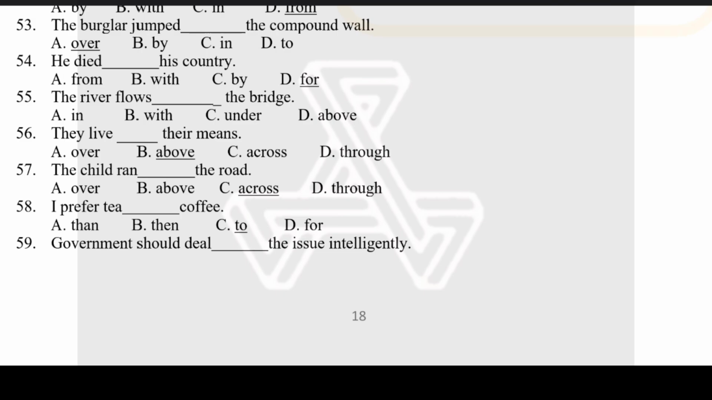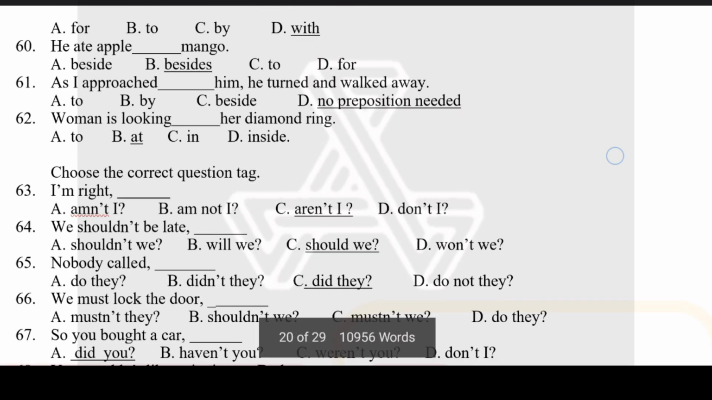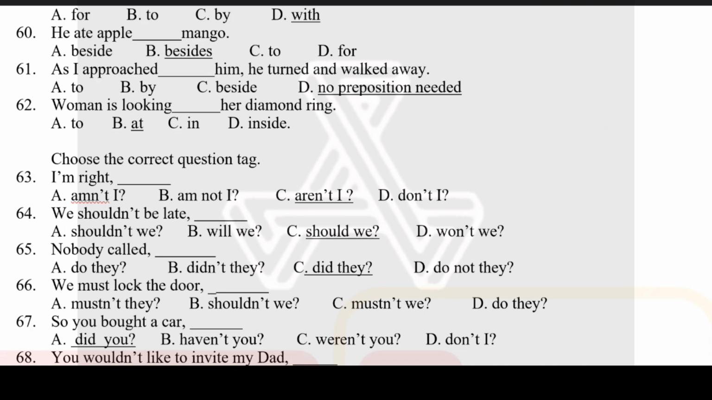The child ran across the road. I prefer tea to coffee. Government should deal with the issue intelligently. He ate apple besides mango. As I approached him, he turned and walked away. No preposition needed. Woman is looking at her diamond ring.